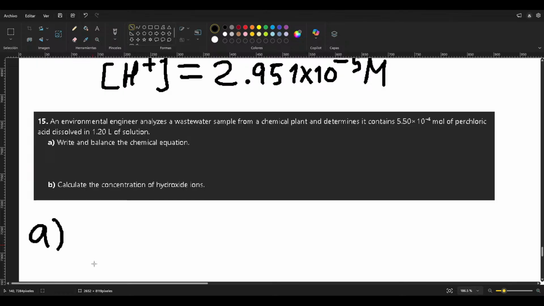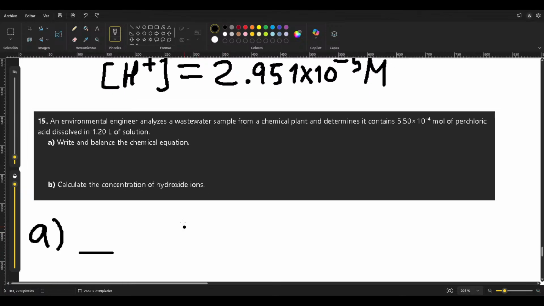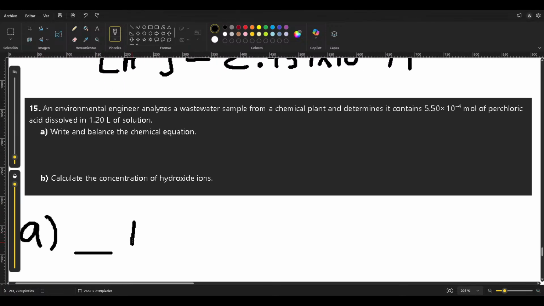Okay, so write and balance the chemical equations. This is an environmental chemical plant. Perchloric acid. So this is an acid, so it has H. And perchloric means perchlorate, which is ClO4. This has a charge of -1, and hydrogen is +1, so it already is balanced.